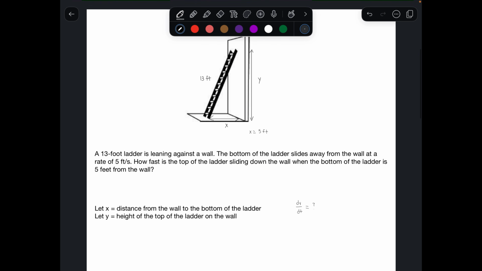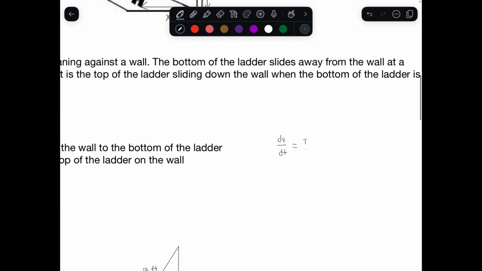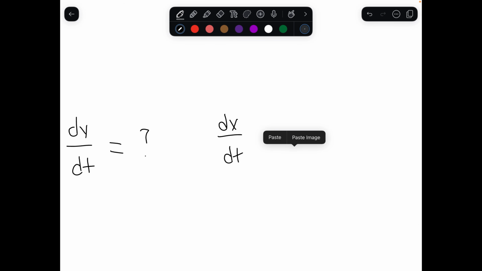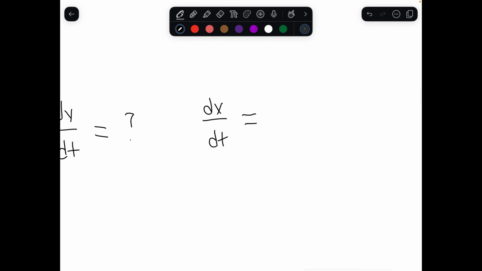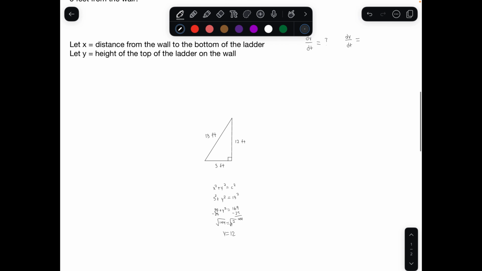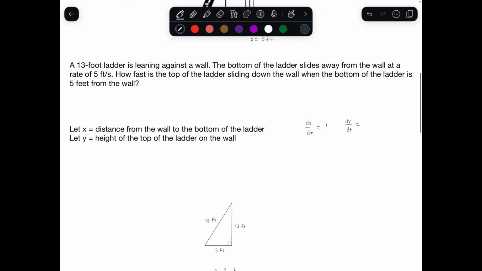So now we're also given another piece of information, which says the bottom of the ladder slides away from the wall at a rate of 5 feet per second. So this is talking about dx/dt. It's talking about dx/dt because it says the bottom of the ladder, and we defined x as the distance from the wall to the bottom of the ladder. And it says it's sliding away from the wall at a rate of 5 feet per second.